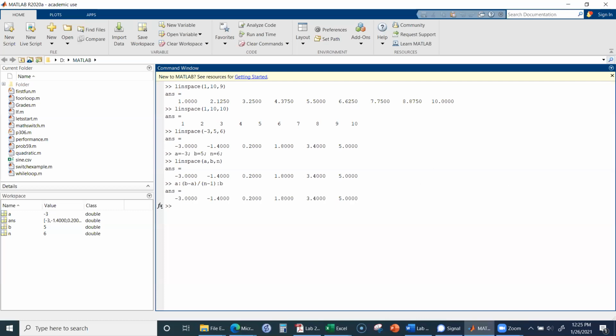Is it clear? So the operator of the colon here, could you repeat the function of it?